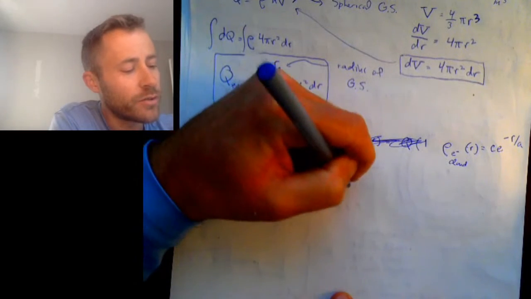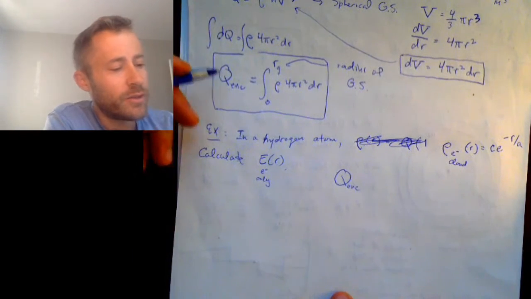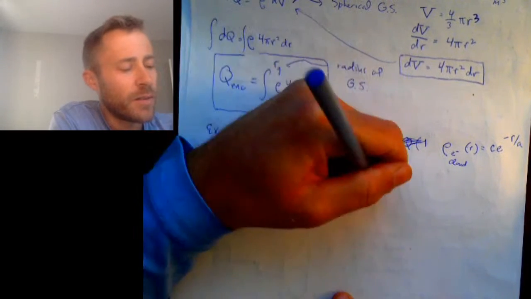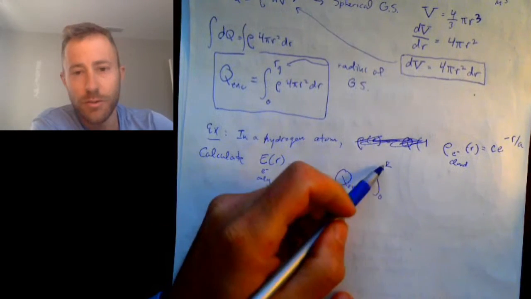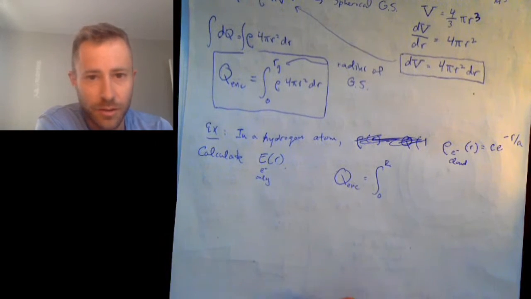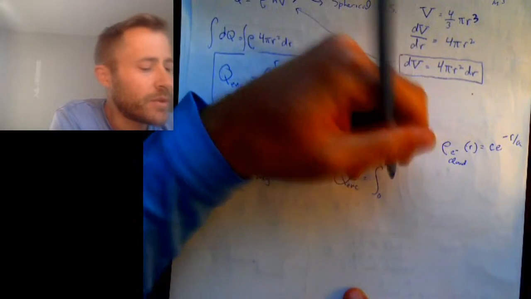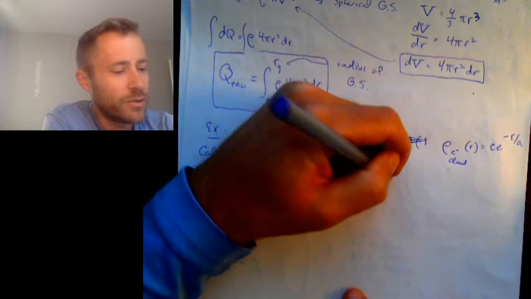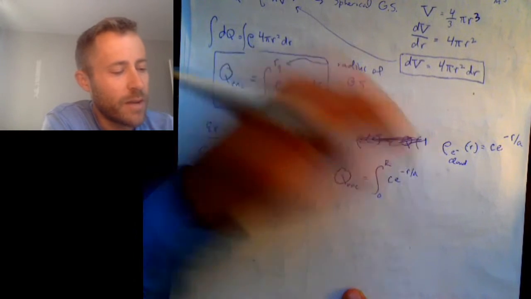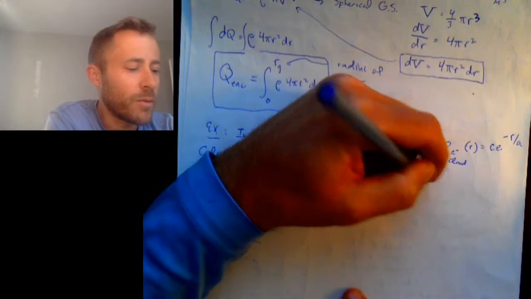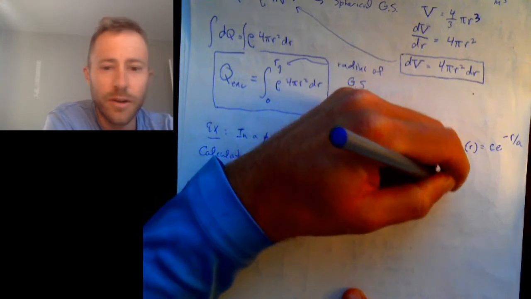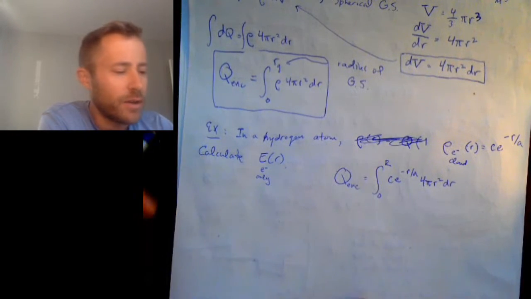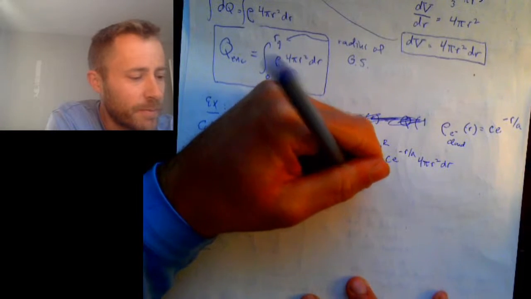Well, the charge enclosed is going to be the integral. I'm going to call it big R. So big R is the radius at which we're calculating the electric field, times the integral of the charge density, which is c e to the minus r over a, times 4 pi r squared dr. C and 4 pi are constants, so I can factor them out.